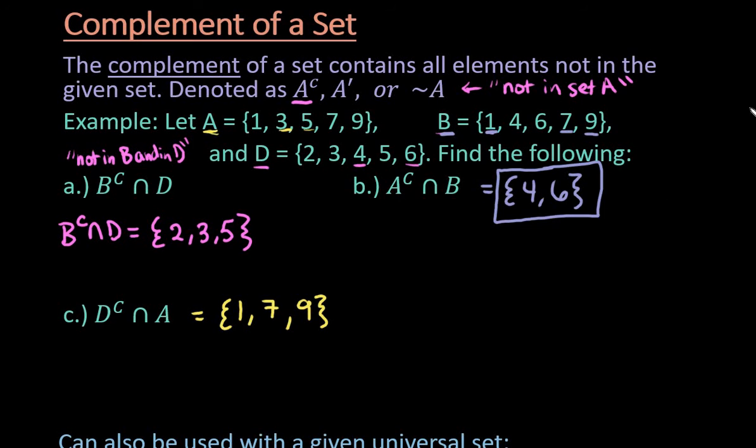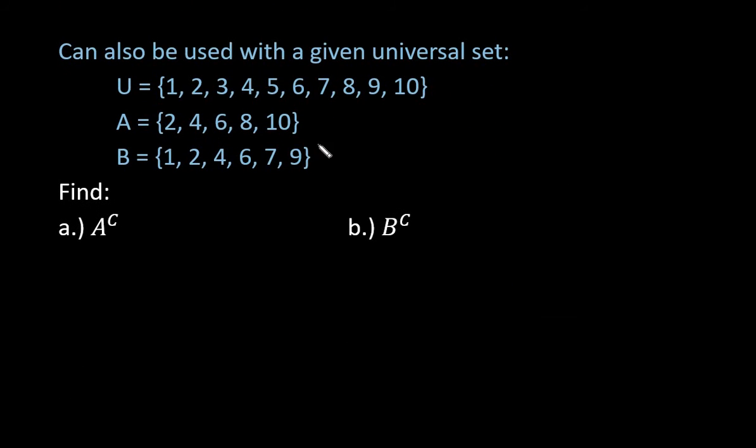A lot of times you won't see it like this in a textbook. The textbook that I'm currently teaching from does do it this way. Most of the time you're going to see complement given this way, where you're given a universal set and values for two other sets. This is known as the universal set. Whenever a U is used, that's saying those are the only numbers that can be used for this particular problem. For this one, our U is 1, 2, 3, 4, 5, 6, 7, 8, 9, and 10.